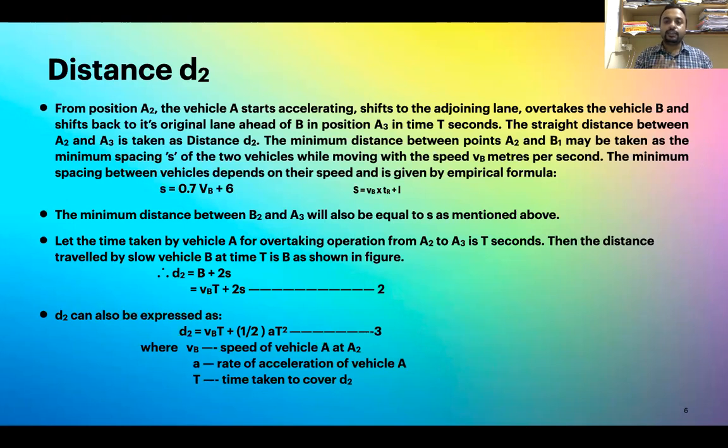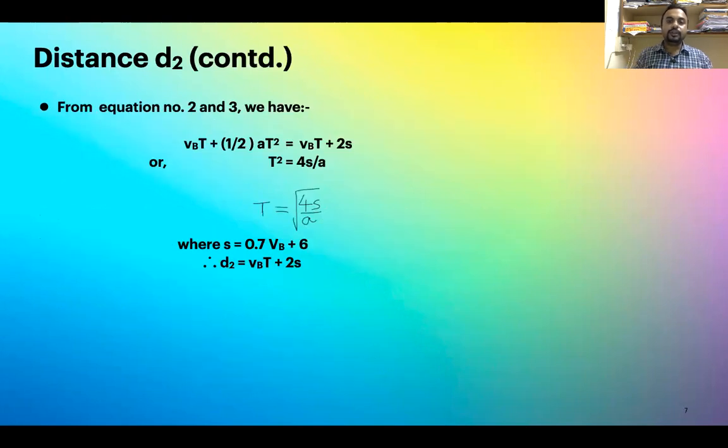So let us equate equations 2 and 3. Since the left hand sides of both the equations are the same, D2, we can write that VB into T plus twice S is equal to VB into T plus half AT square. Let us equate and observe. When we equate these two equations, we get T is equal to the square root of 4S by A. It's simple mathematics. All of you will be able to find that T equals the square root of 4S by A.